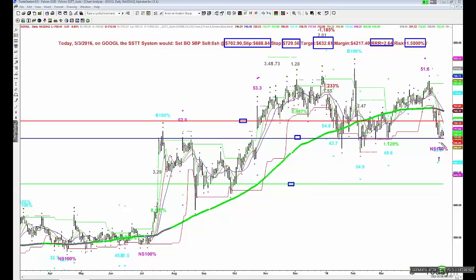So you can see once we break price down and have an entry, there's not a lot of support holding price up till we get to our target.